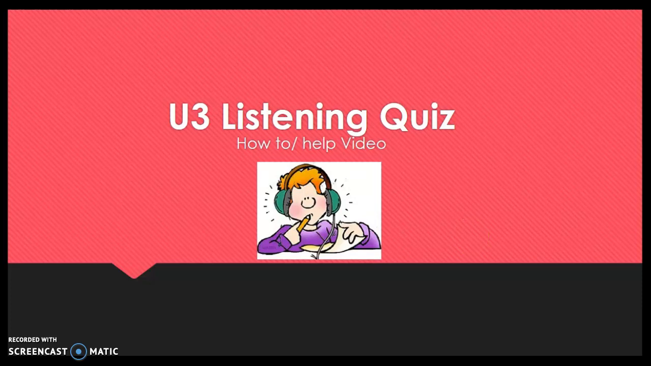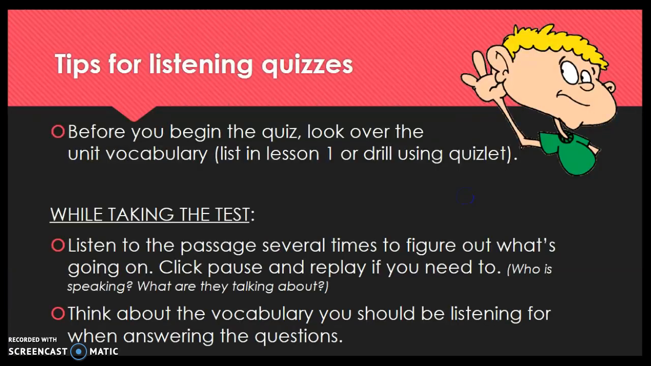Hopefully this will help you understand a little bit better how to do this quiz so that you can do well on your retake. All right, before you begin the quiz, make sure to look over the unit vocabulary. The list is always in Lesson 1, and remember you can find the list on the Quizlet as well. For Unit 3, we were talking about adjectives, so you'll want to make sure to look over those words before you take the quiz.